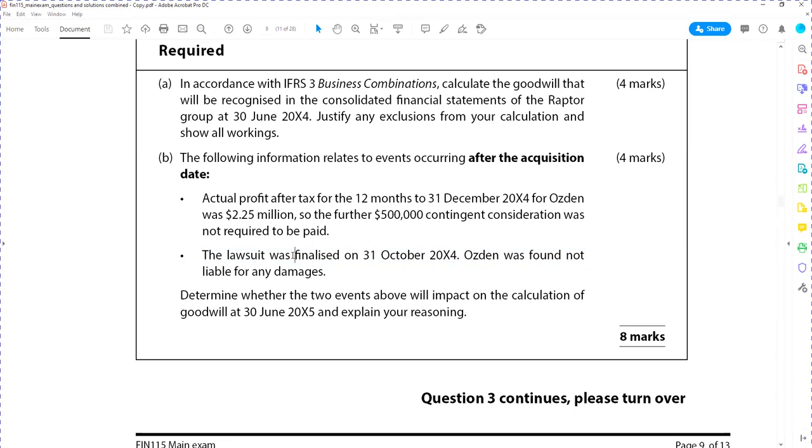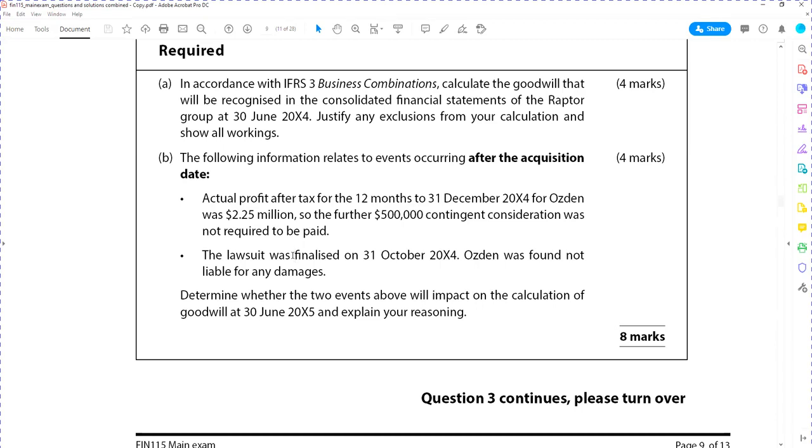So it was a pre-existing event, and we've just got some new information on that, and it's within the 12-month period. Now keep in mind, if that new information comes through after 12 months, we can't change goodwill unless it's for an error.